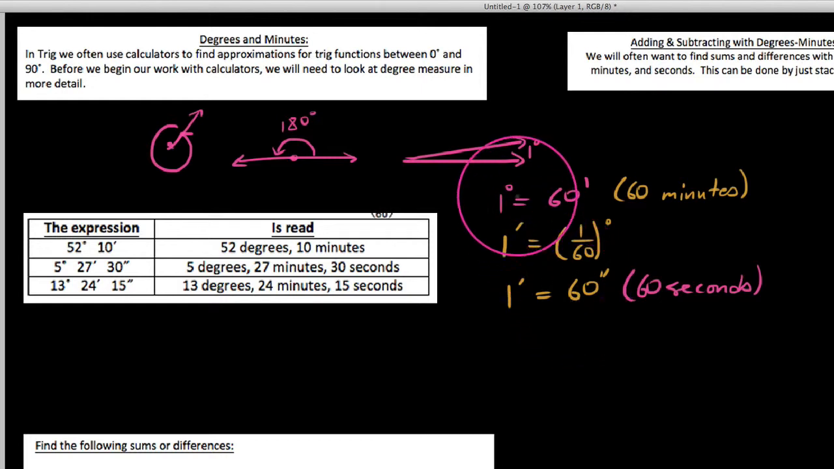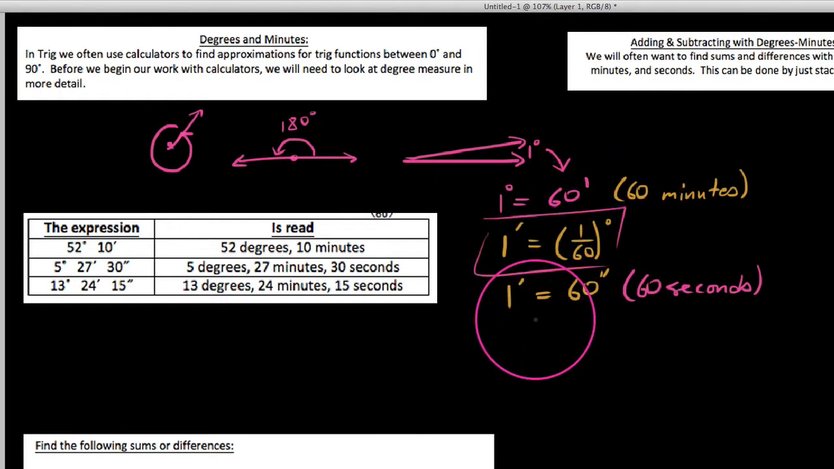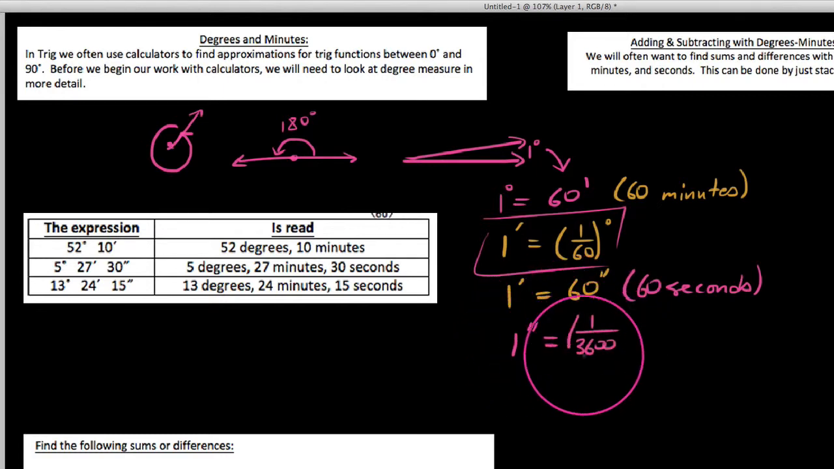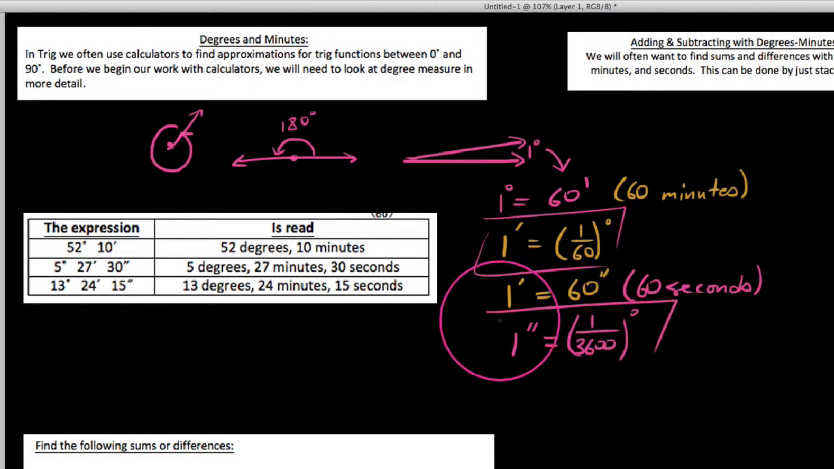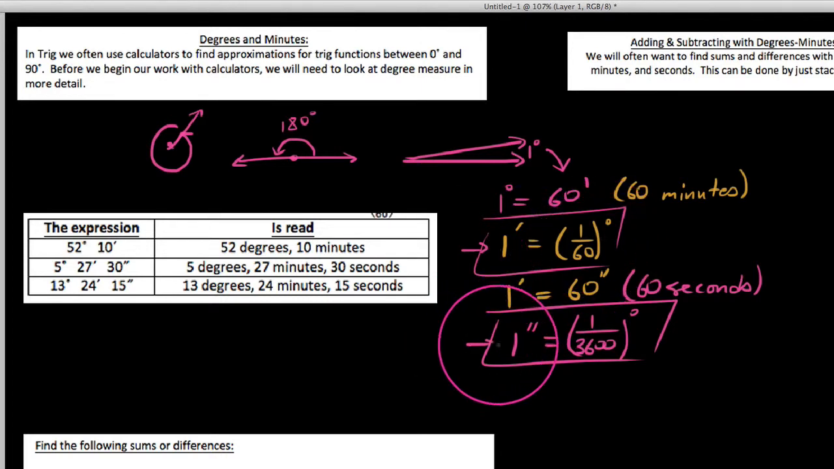So we say 1 degree has 60 minutes in it, so 1 minute is 1/60th of a degree. Now we say 1 minute has 60 seconds in it. So if there are 60 seconds in 1 minute and 60 minutes in 1 degree, then we say 1 second is equal to 1/3600th of a degree, a 60th of a 60th of a degree. So the definition of 1 minute is right here, and the definition of 1 second is right here.